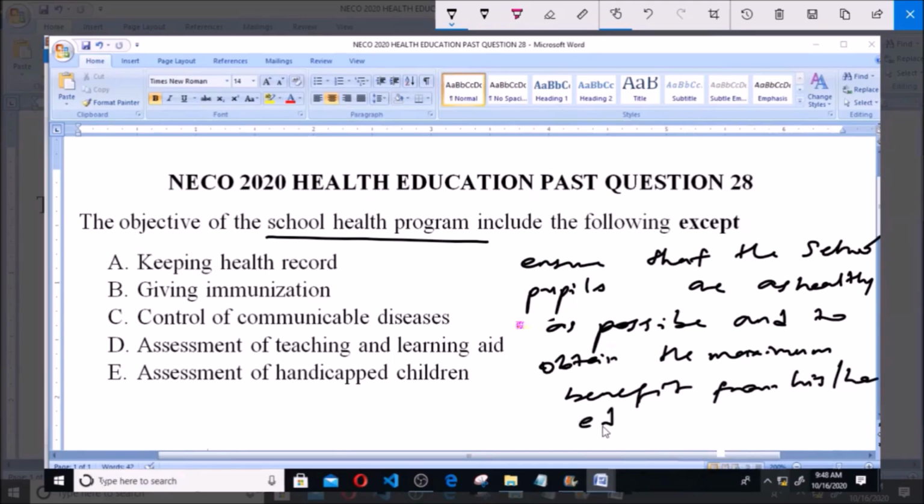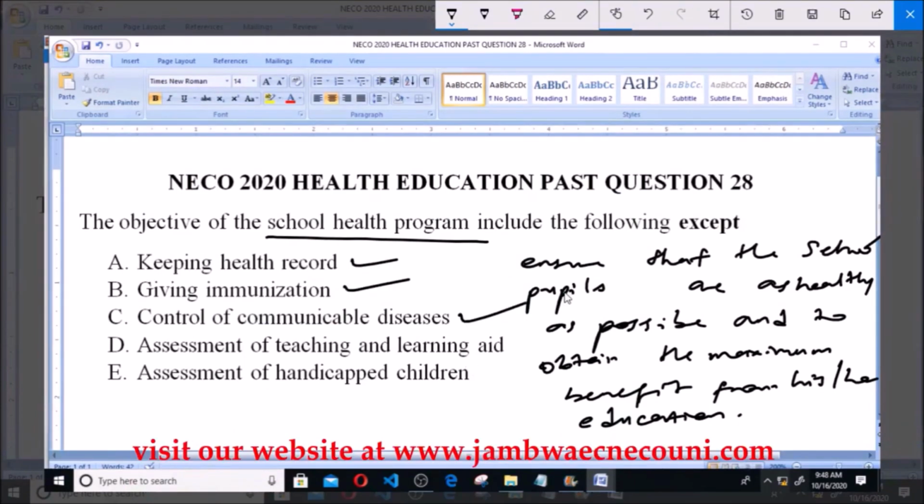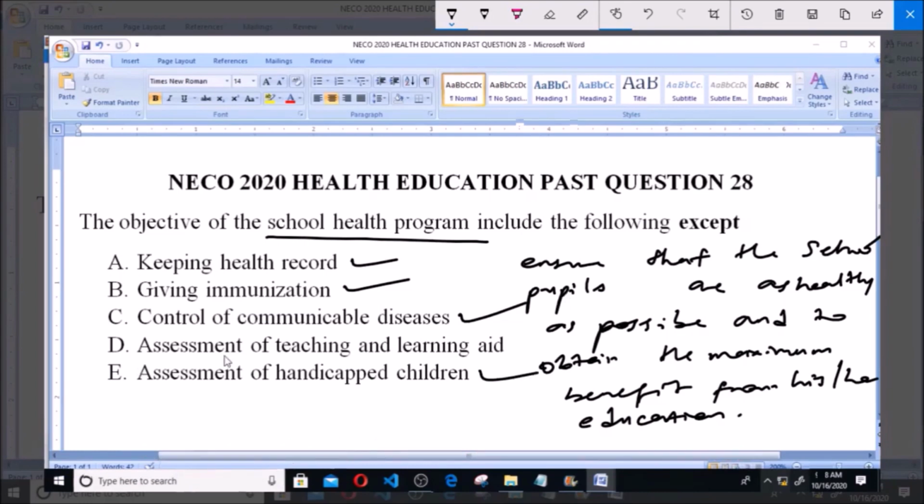Now, from what I just explained, you see that school health program is mainly aimed at catering for the health of every school pupil and even school workers, not just school pupils or students alone, but every member of the school. And it involves keeping of health records, giving immunization, control of communicable disease in the school, and assessment of handicapped children.